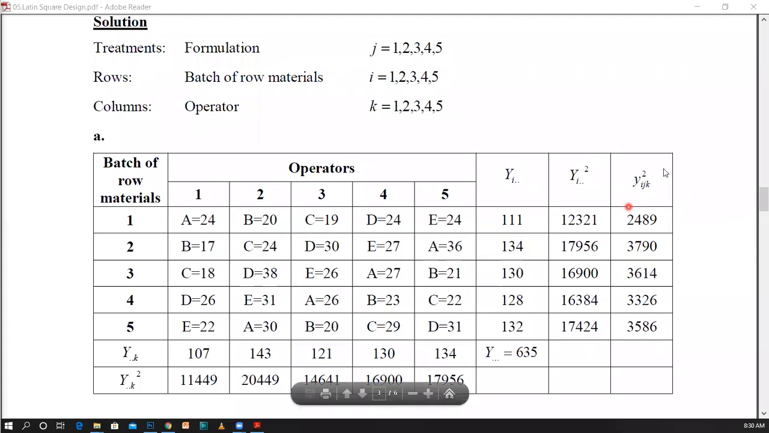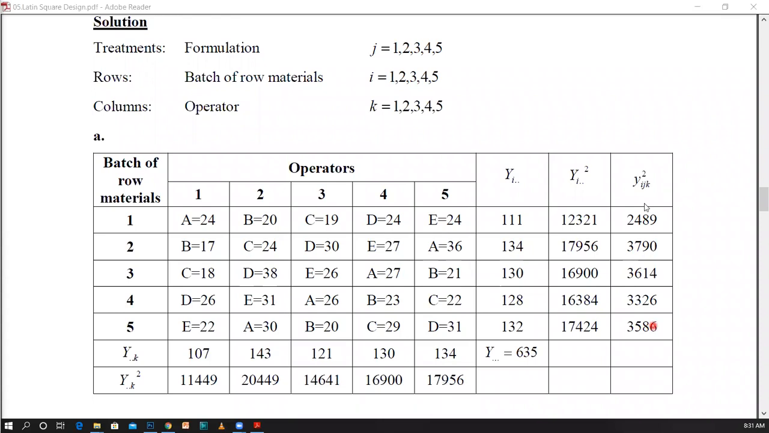And in the next column, I am taking the summation of the squared terms. It is quite like this. This 2489 is obtained as follows: I have taken the square term of 24 plus the square term of 20 plus the square term of 19 plus the square term of 24 plus the square term of 24. It means that I have squared each single term and then added those values together. That is how I have obtained 2489, and I have to take this for all the rows.